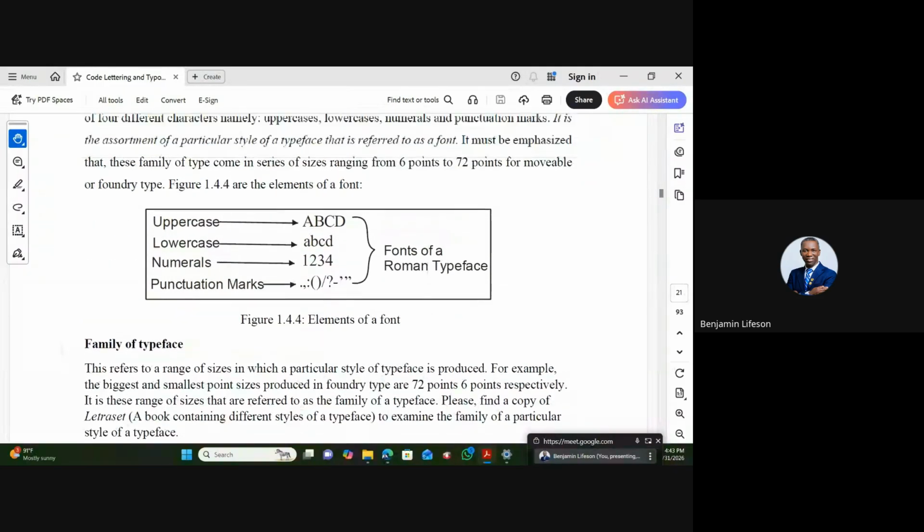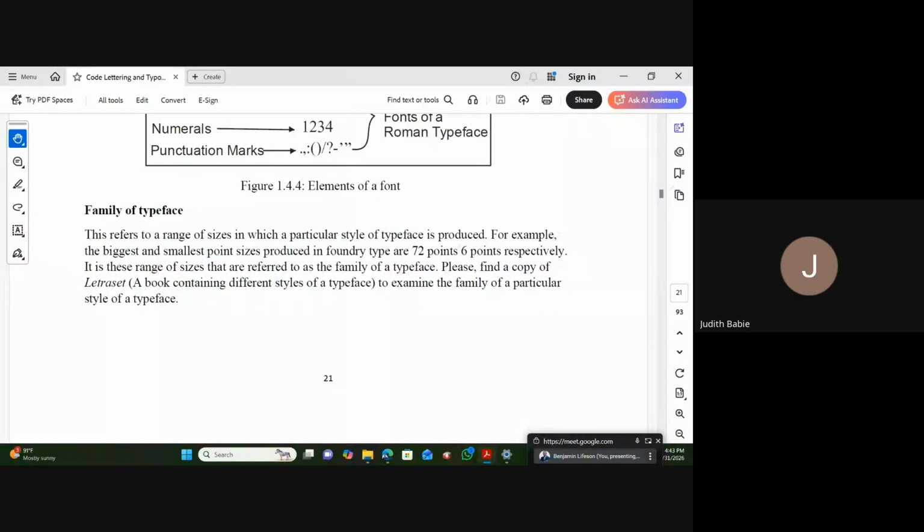Family of typeface. This refers to a range of sizes in which a particular style or type of typeface is produced. For example, the biggest and the smallest point sizes produced in foundry type are 72 points and 6 points respectively. It is this range of sizes that is referred to as the family of a typeface. Please find a copy of Letraset, a book containing different styles of typeface. You don't need a copy of that. This is the computer. You take the word and you are typing. You select your font size.